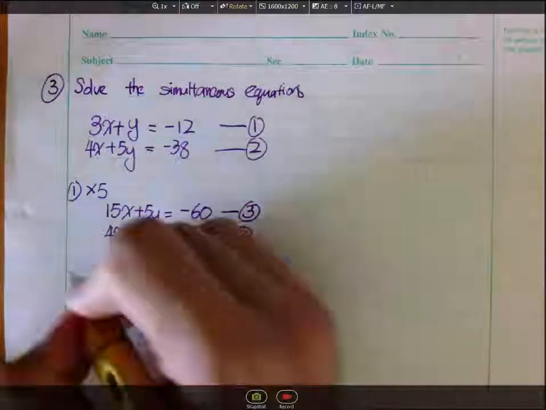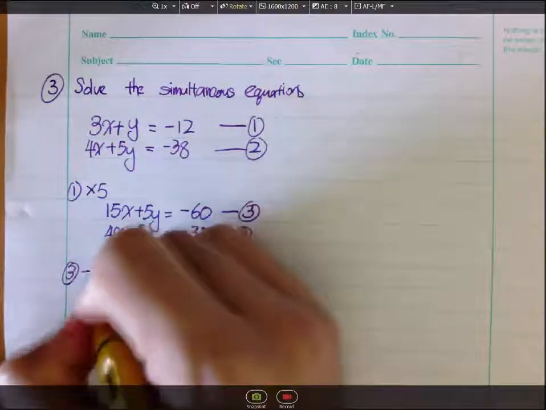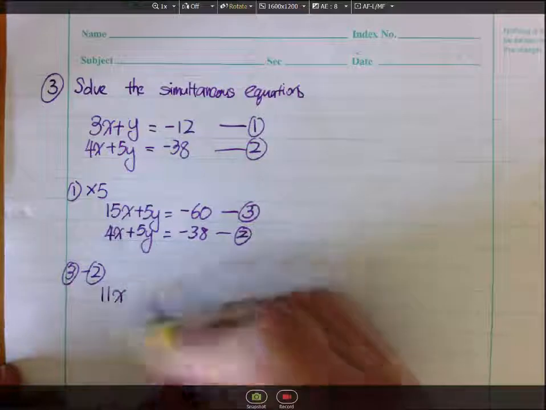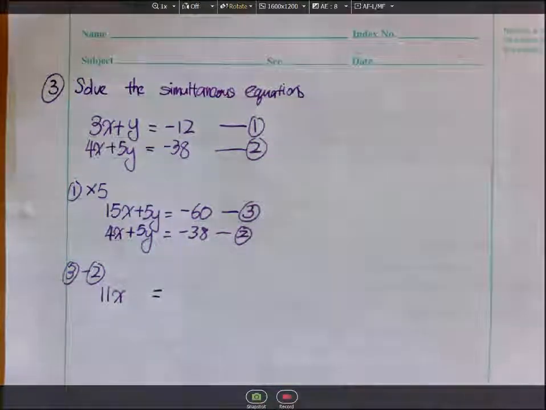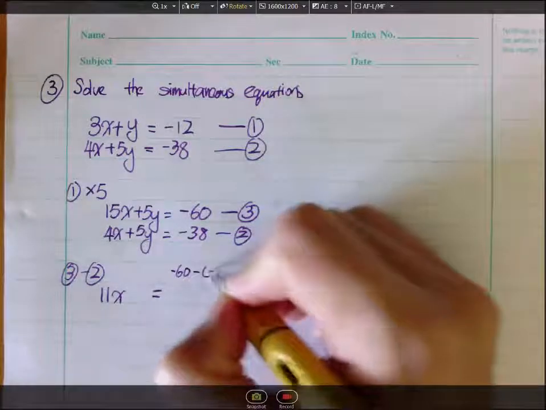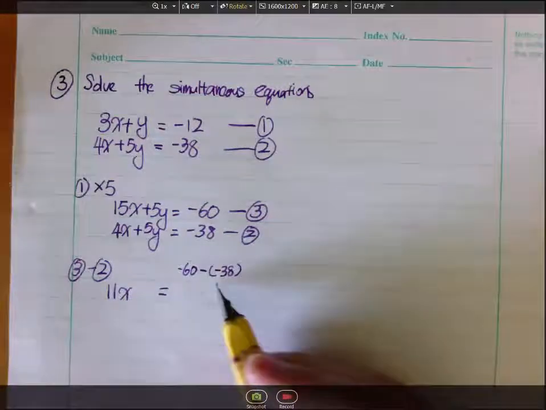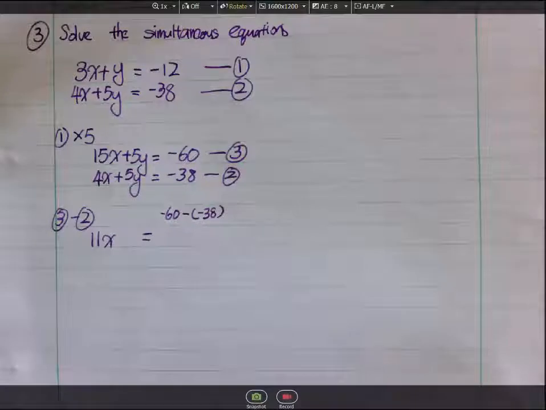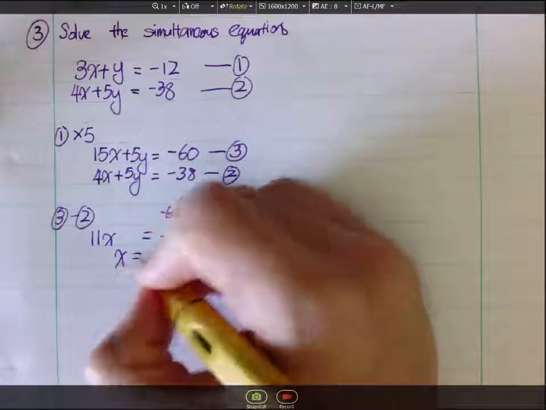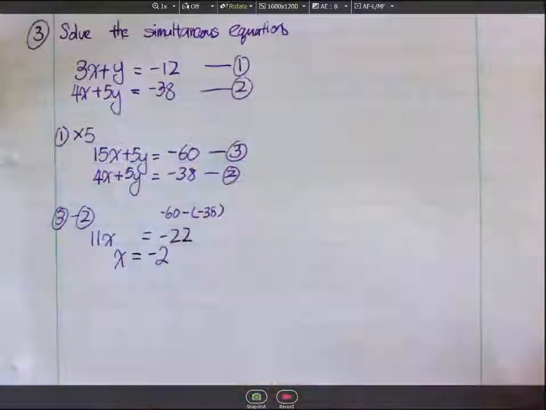We will subtract. So I take equation 3 minus equation 2. 15x minus 4x is 11x. 5y and 5y eliminates. Here's where we must be careful. Negative 60 minus negative 38. Negative and negative gives me positive. So it is negative 60 plus 38 gives me negative 22. And x will give me negative 2.